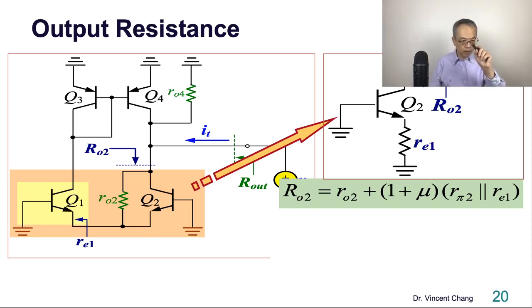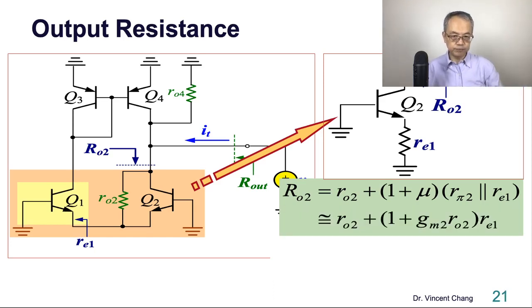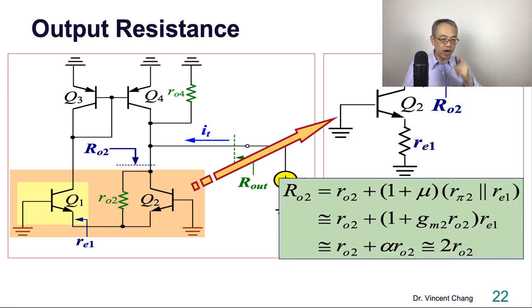And then, because the RE is much smaller than R pi 2, R pi 2 is negligible. So 1 plus GM2R2, which is mu times RE1. And then GMRO is much larger than 1, so 1 is negligible. GM times RE equals, are you with me? GM times RE equals alpha, right? So alpha is approximately equal to 1, so 2, double.